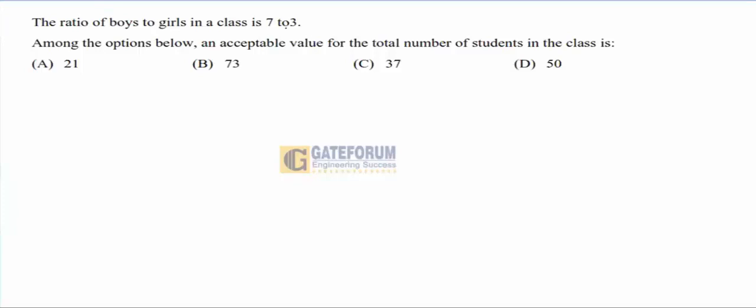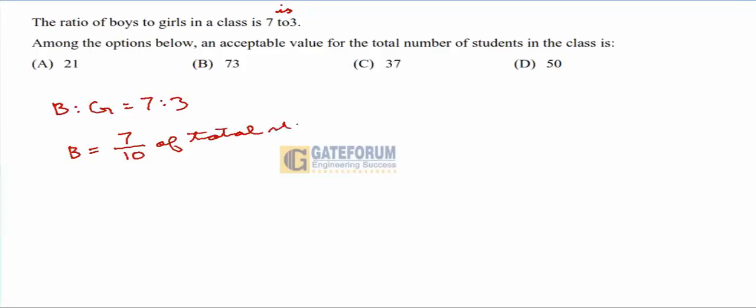The ratio of boys to girls in a class is 7 is to 3. Among the options below, an acceptable value for the total number of students in the class is how much? Now you see, if boys to girls is 7 is to 3, we can say that boys will be 7 by 10 of total students, and we can say that girls will be 3 by 10 of total students.